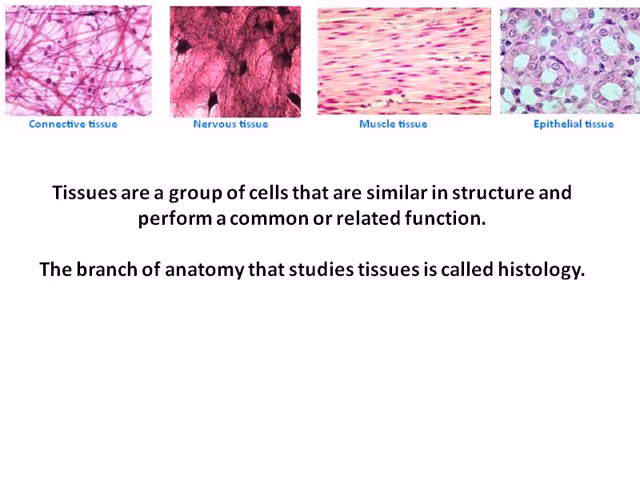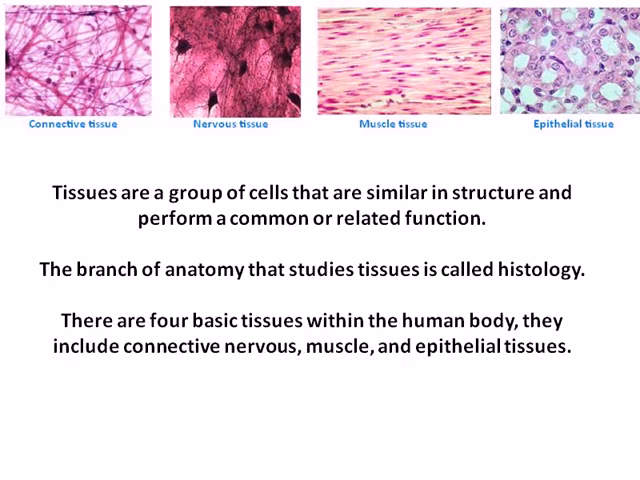Tissues are a group of cells that are similar in structure and perform a common or related function. This course will begin your exploration of the four primary tissues of the human body: epithelial tissue, connective tissue, muscle tissue, and nervous tissue.